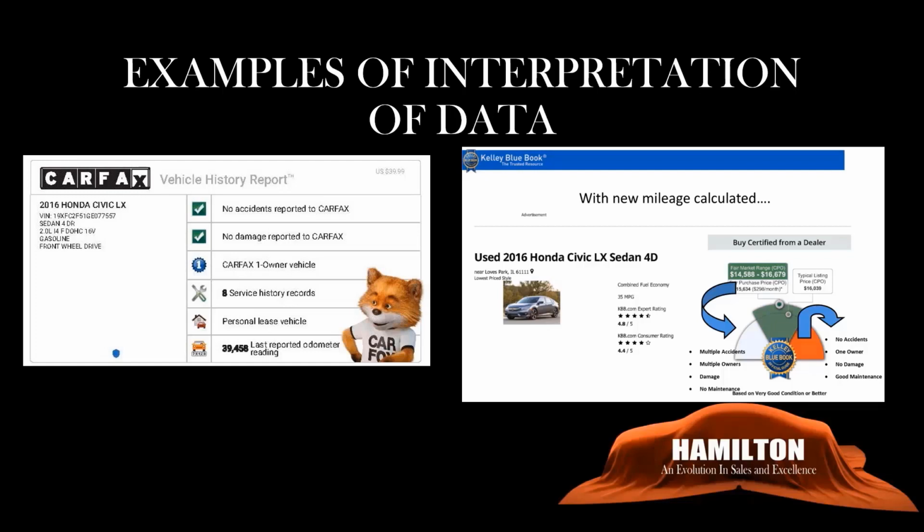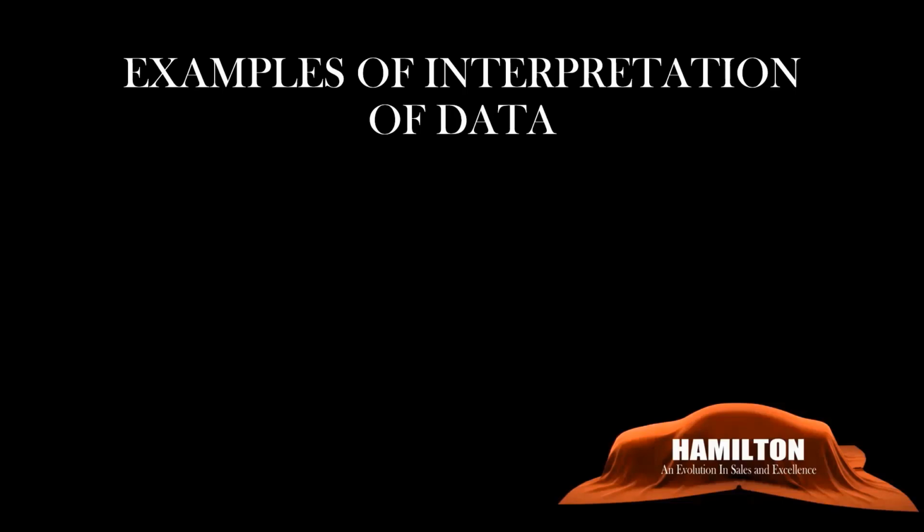Think about it. Typical listing is 16. This has no accidents, one owner, no damage, good maintenance. This car should sell for 17, 17 and a half or better. And this was explained. I scanned this over to her and showed her that to buy a vehicle like this for the money she wanted, you'd almost have to have a branded title. These are things that can help us explain, and this is interpretation of data.